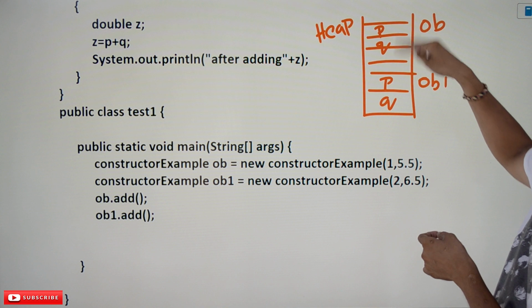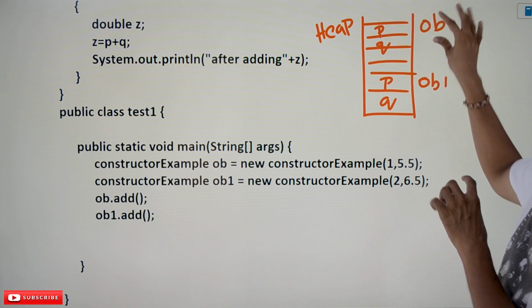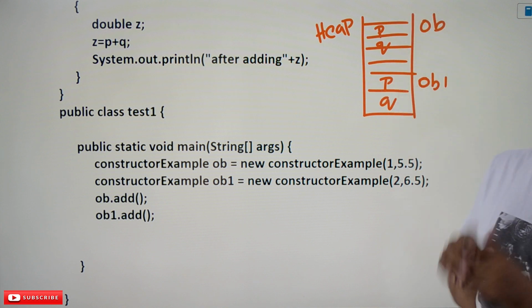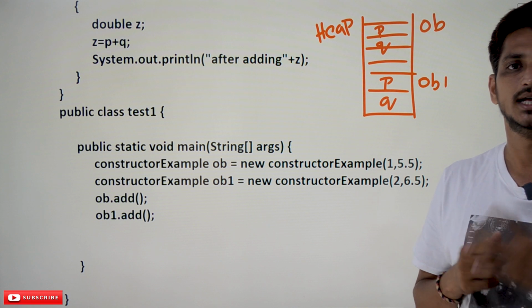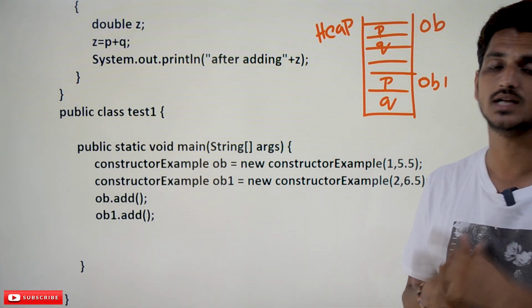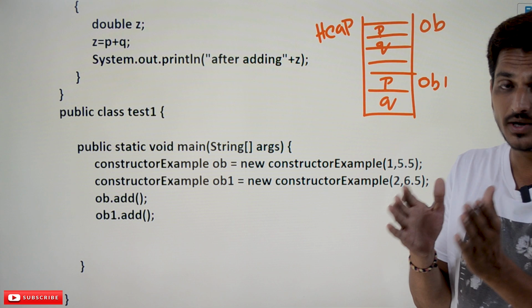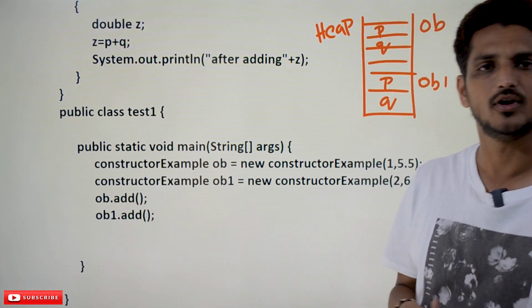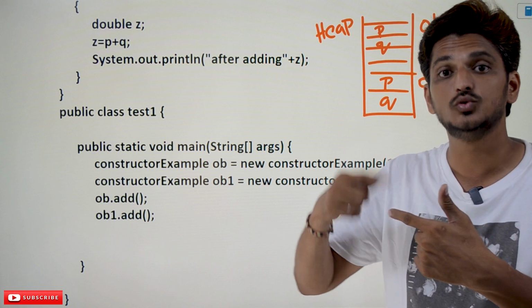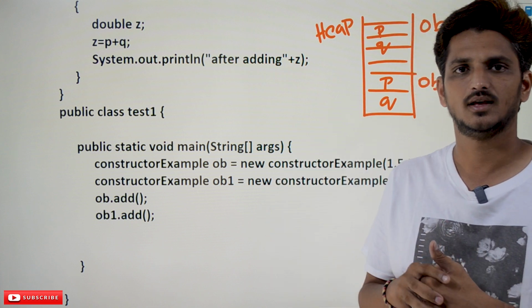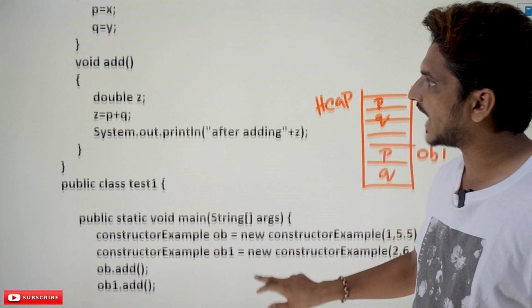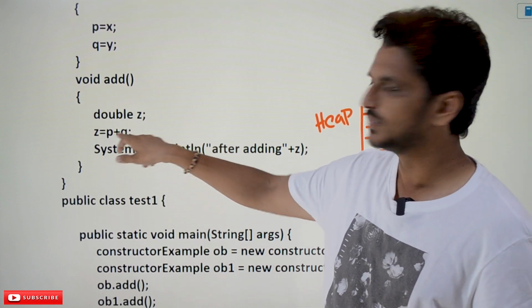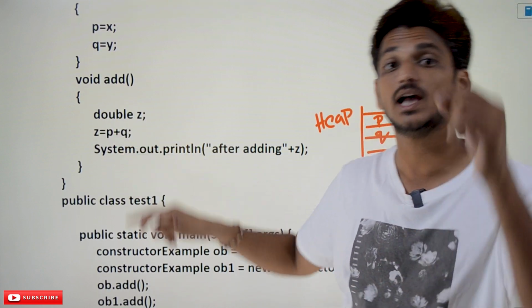This is a separate space. This space is related to the OB object. This space is related to the OB1 object. These are the differences you need to understand. Now coming to the next step, ob.addOff. We are calling a method using the OB object. Whenever we call the method add, it is going to add the p plus q values in the OB object.